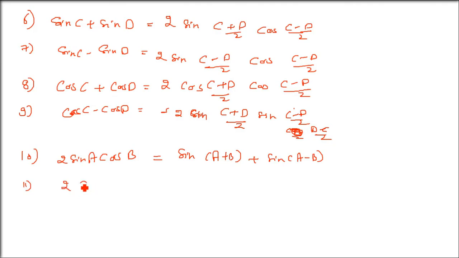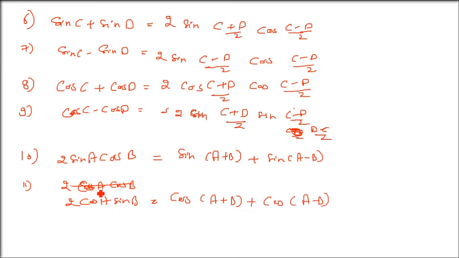Then we have the other one. We have already taken 2 sin a cos b, so let me take 2 cos a cos b, and this is going to be cos(a minus b) plus cos(a plus b). This is for 2 cos a cos b. Okay, this is not for 2 cos a sin b. That one is for 2 sin a cos b, sin(a plus b) plus sin(a minus b). So I just needed a correction there.